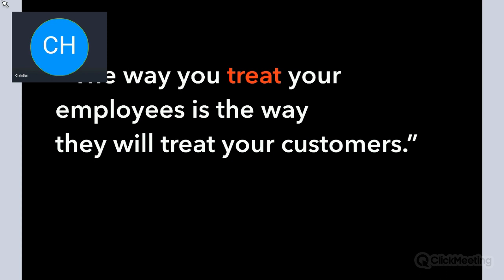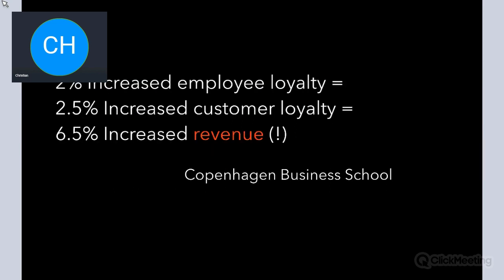The way you treat your employees is the way they will treat your customers. Who said that, by the way? Richard Branson. This is an interesting research done by Copenhagen Business School. A 2% increased employee loyalty will result in a 2.5 increased customer loyalty. That again will result in a 6.5% increased revenue. So if you want to increase your revenue, well, start with your employees.